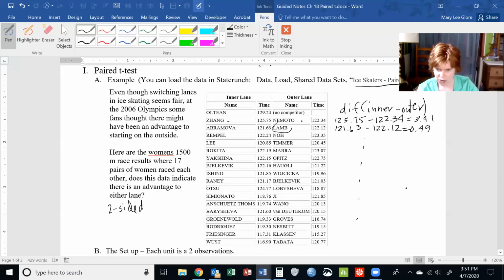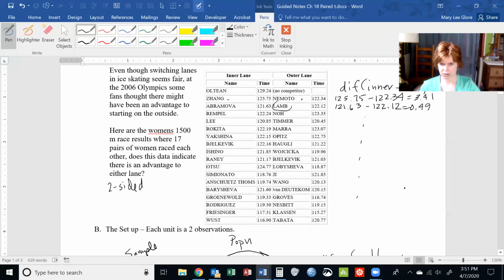And so if I took all those differences, here I'm going to do the last one too. That one would be, so then this one would be 116.9 minus 120.77, and that is minus 3.87. All right, this one, Tabata took 3.87 seconds longer than Wolf.